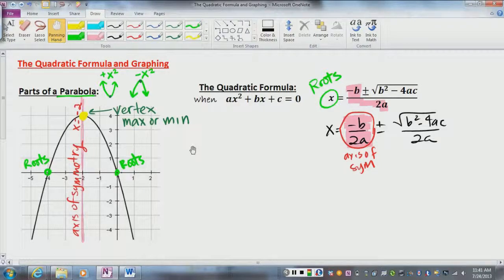The coordinates of the vertex: the x value, notice the x value is on the axis of symmetry. So the x value of your vertex is negative b over 2a. The y value of your vertex, we can find that by plugging the axis of symmetry into our function in place of x to see what we get for y. So we're going to say that the y value is f of negative b over 2a. And these are the coordinates for your vertex.